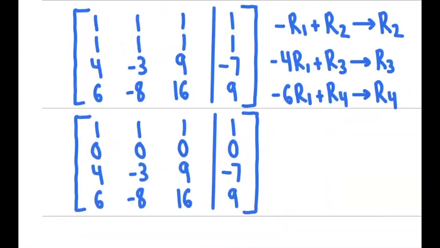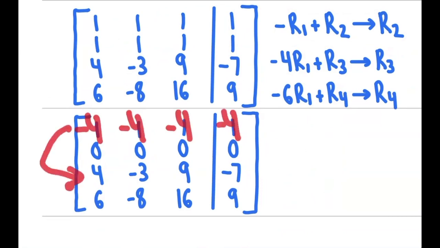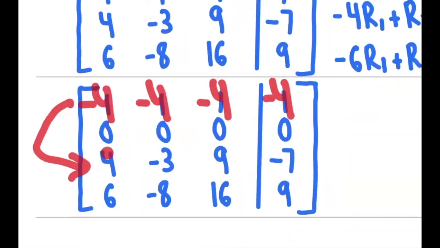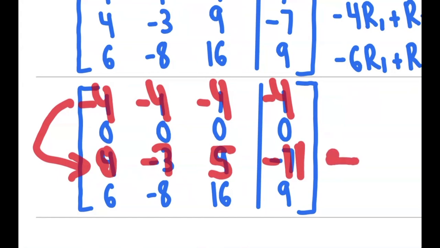Yeah, there you go. All right, so that's the first elementary row operation. And now I'm going to do -4 times the first row. So this will all become -4s. And I'm going to add that all to the third row. So -4 plus 4, this will become 0. -4 plus -3, that'll be -7. -4 plus 9, that's 5. -4 plus -7, that's -11. So we have 0, -7, 5, -11 for the third row.